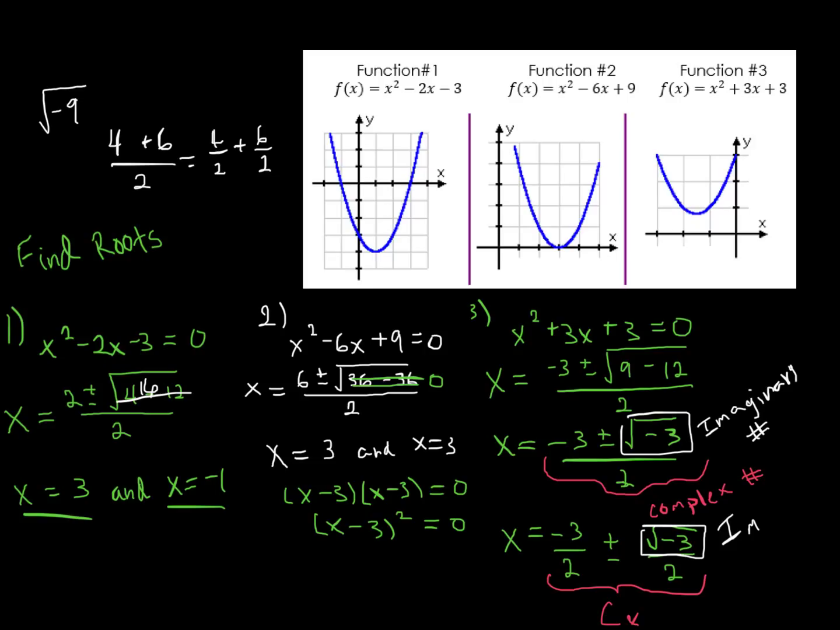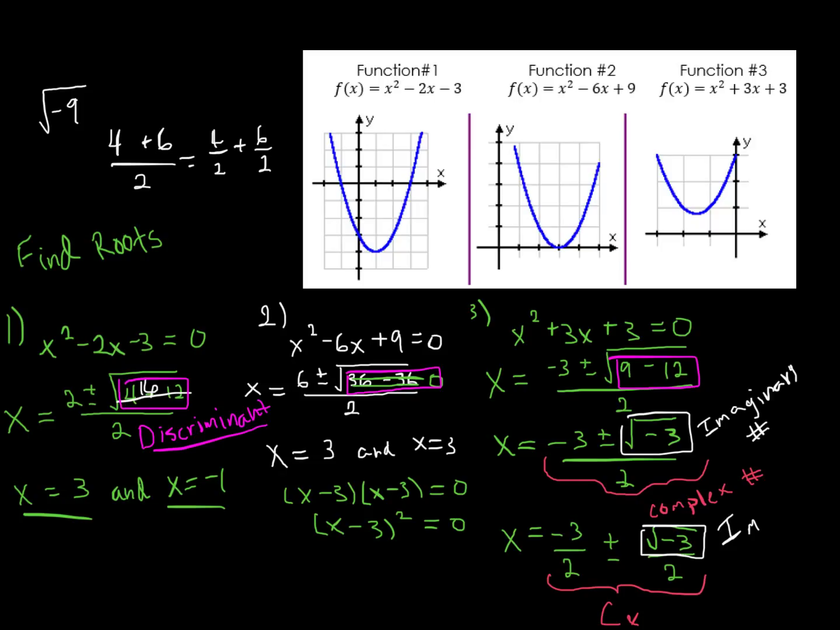Hopefully you noticed that the key to figuring out whether we were going to have 2 different solutions, 1 repeated solution, or 2 complex solutions, was whether we had a positive, a 0, or a negative inside of our radical, inside of the square root. And this is called the discriminant. Right? The discriminant is the value that's inside of our square root in our quadratic formula. It's the b squared minus 4ac part.